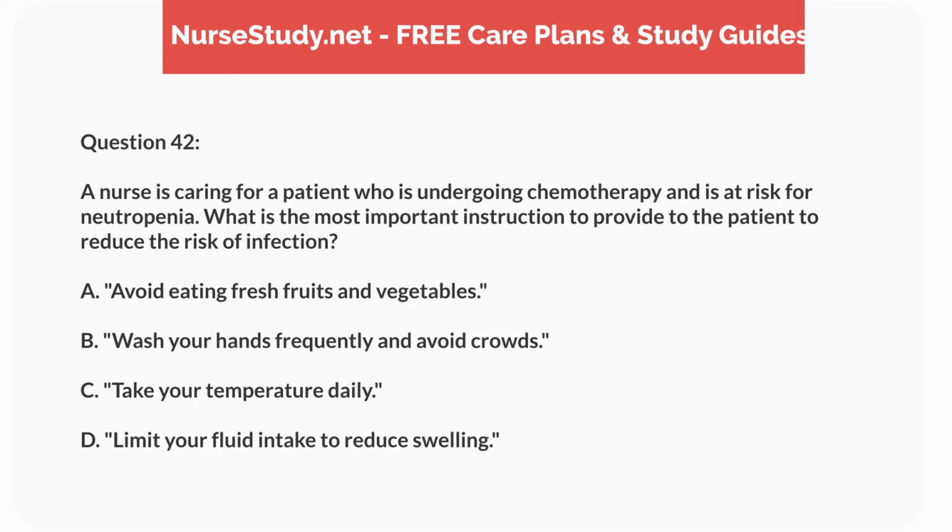Question 42. A nurse is caring for a patient who is undergoing chemotherapy and is at risk for neutropenia. What is the most important instruction to provide to the patient to reduce the risk of infection? A. Avoid eating fresh fruits and vegetables. B. Wash your hands frequently and avoid crowds. C. Take your temperature daily. D. Limit your fluid intake to reduce swelling.